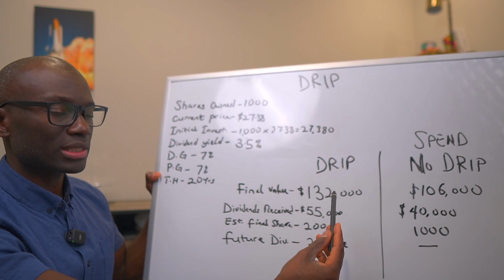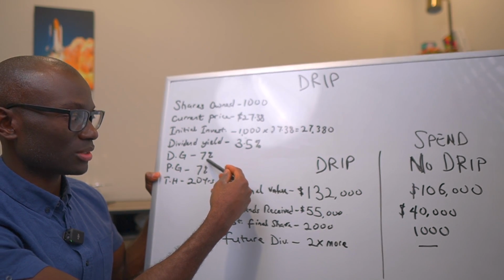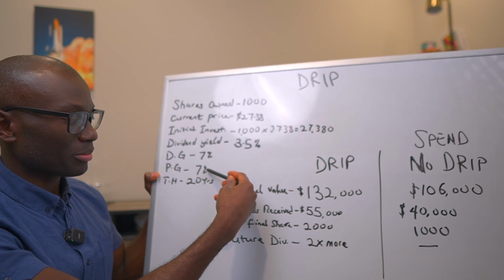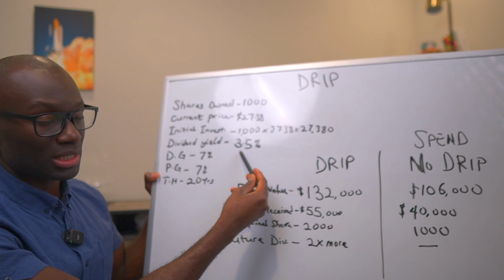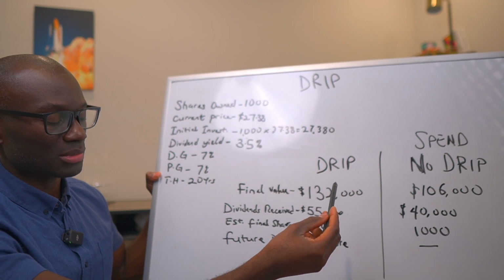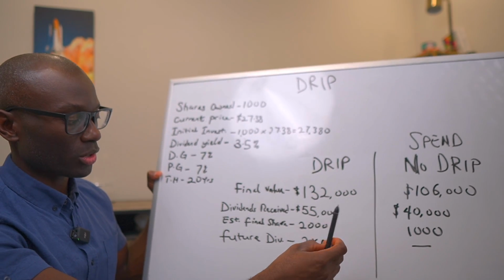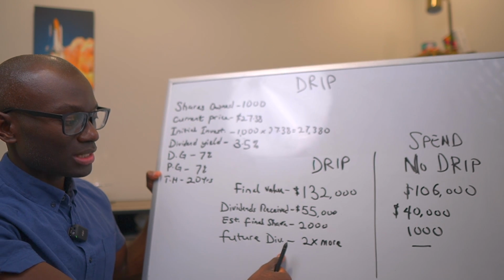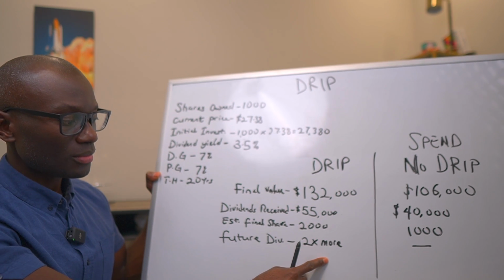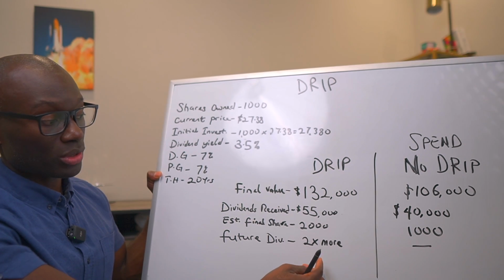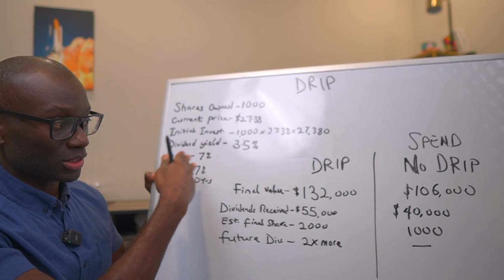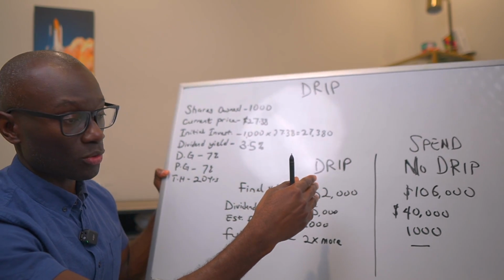Now understand that these are all estimates. Every year you may not get 7% on the growth or 7% on the price growth, and sometimes you may not get a dividend yield of 3.5%. So these are all estimates, okay? But this will give you an idea of how this would work. And of course, future dividends will be 2 times more, right? Or 3 times more, depending on the performance of the stocks or this ETF over that 20 years.